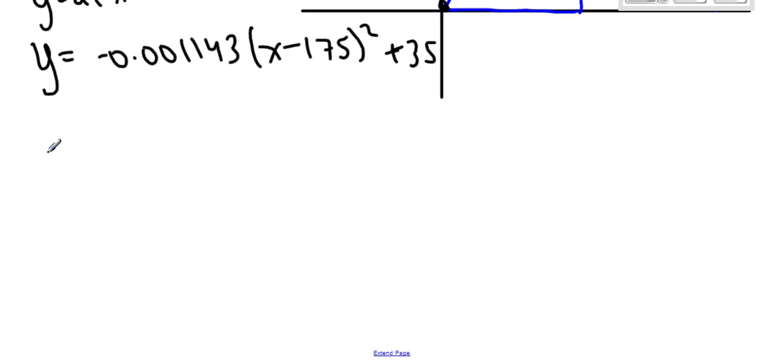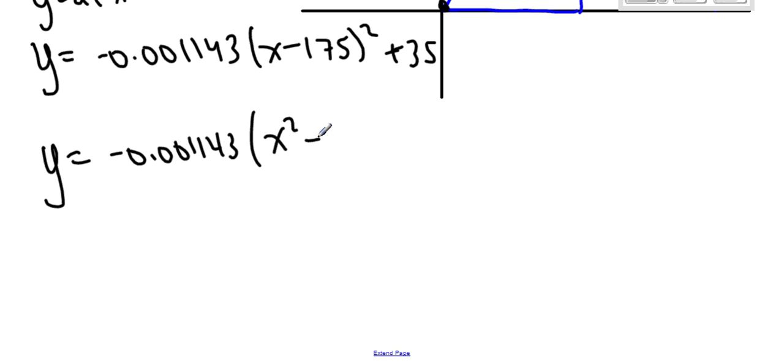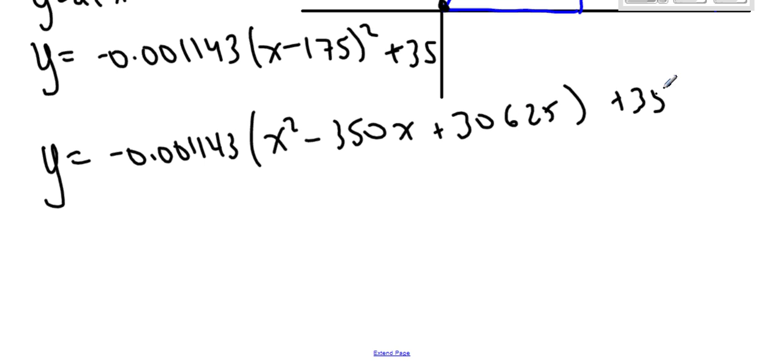If I wanted to write it in standard form, I'm going to have to FOIL or expand that binomial squared. So x squared minus 350x plus 30,625 plus 35. So y equals, it's going to get ugly, and I don't know why someone would want this, but what the heck? We were asked, so let's do it.